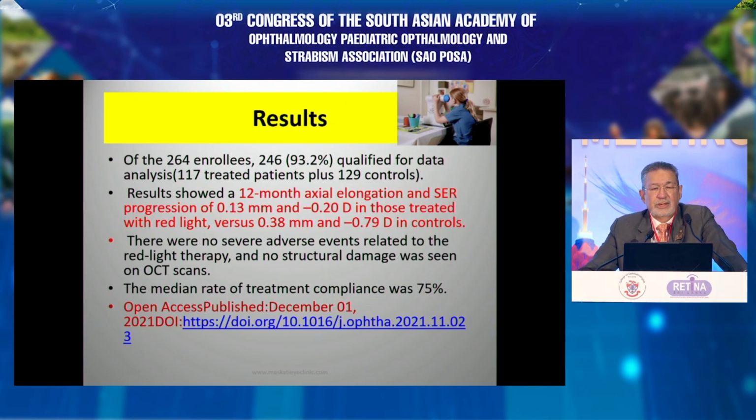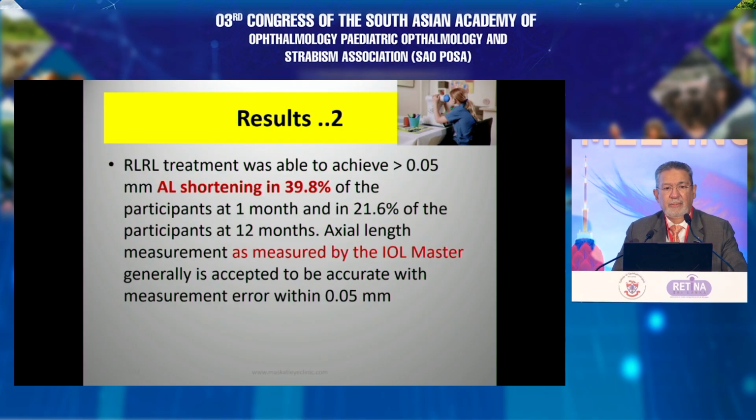So perhaps future results. Of the 264 enrollees, 246 or 93% qualified for data analysis, and it showed the 12-month axial elongation and SER progression of just 0.13 and minus 0.2 diopters in those treated with red light versus 0.38, almost 3 times the amount, and minus 0.79 in the control. So both the spherical equivalent progress was much less, and the axial length progress was much less. No significant adverse effects. Compliance rate was 75%, and this has been published.